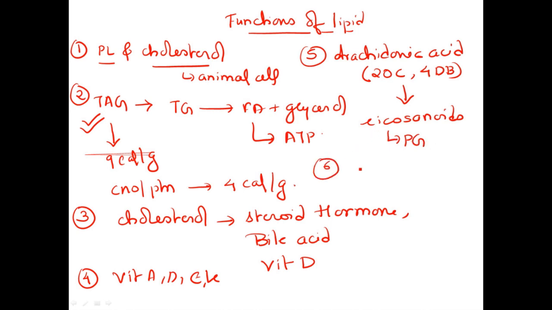Lipid forms a protective layer around the vital organs of the body, for example the kidney, and it protects it from any external injury. And lipid also acts as an insulating material. It forms a layer below the skin and it maintains the internal temperature of the body.